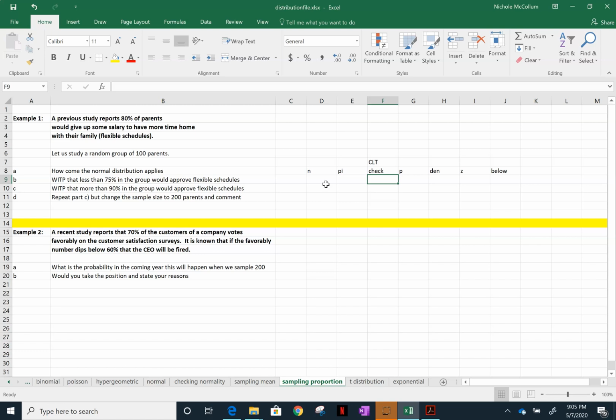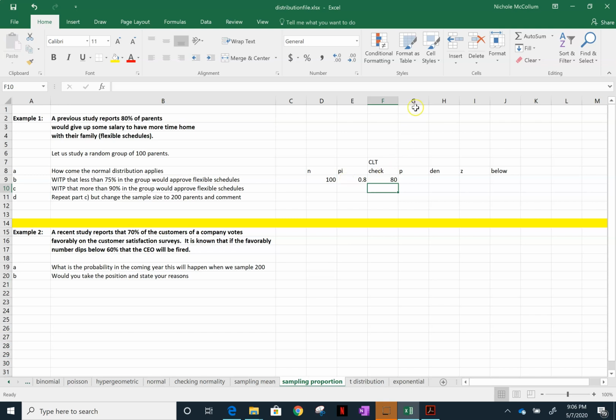Now, how do we know how many yeses? Well, if the report is 80% should say yes, and we're studying 100, 100 times 80% is our check. n times pi should be who responds as yes. So 80 people should say yes, they want to spend more time. If the 80% report number is accurate, then 80% of 100, so 80 people should say yes. That also means that 20% should say no.